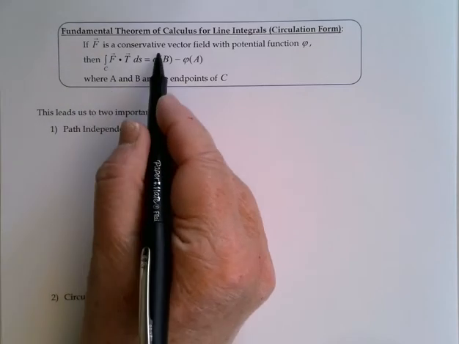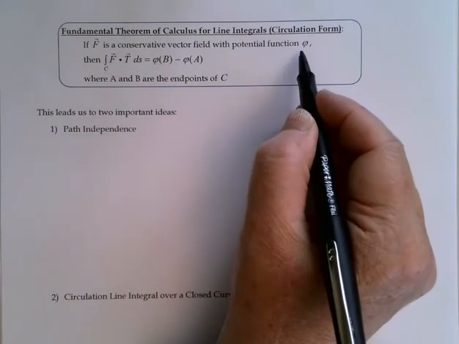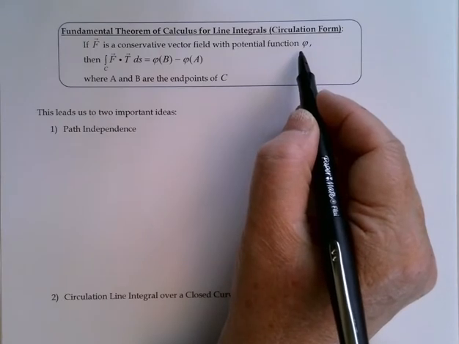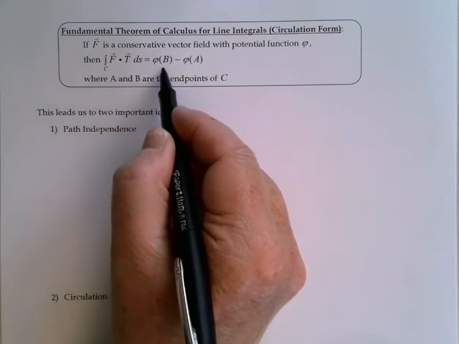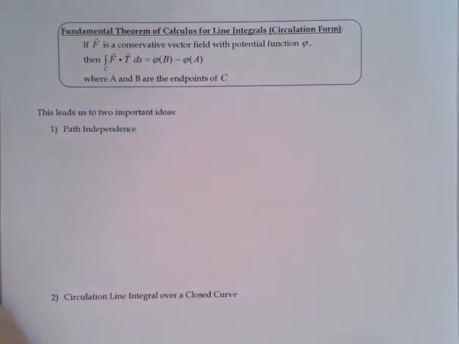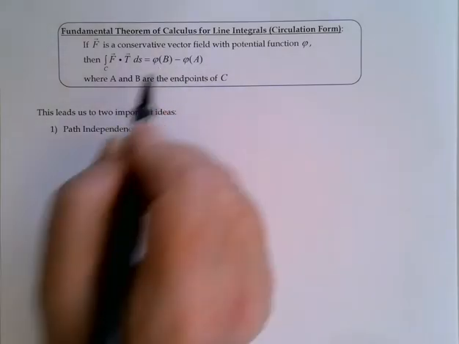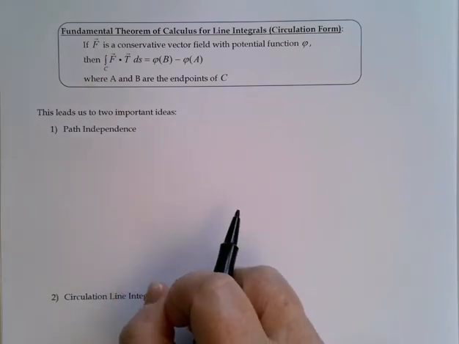If F is a conservative vector field, so it has to be conservative, and it has a potential function phi, then we can evaluate this circulation integral by taking phi of B minus phi of A, where A and B are the endpoints of C. Hopefully that reminds you a lot of our FTC from Calc 1, right? F of b minus f of a. This is just a multivariable equivalent of it.